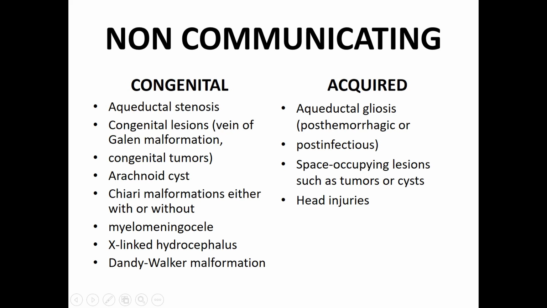Then Chiari malformation, either with or without myelomeningocele. What happens in Chiari malformation? There is a downward herniation of the cerebellum, which causes pressure on the central canal and leads to hydrocephalus. The other causes are X-linked hydrocephalus and Dandy-Walker malformation. I will show you the pictures in the upcoming slides. The acquired causes of non-communicating hydrocephalus are aqueductal gliosis, like post-hemorrhagic or post-infectious, and space-occupying lesions which develop later on, such as tumors, cysts or head injuries.